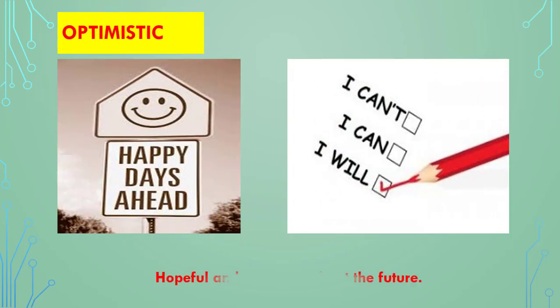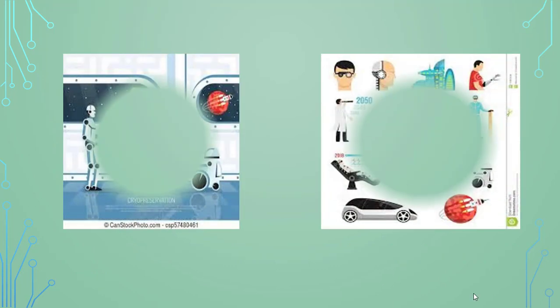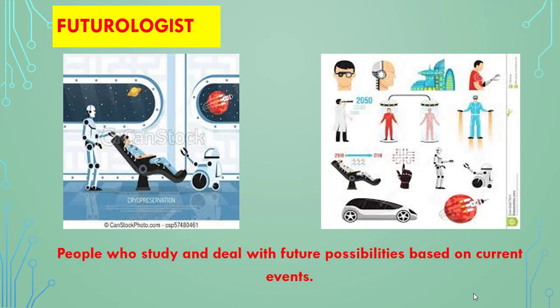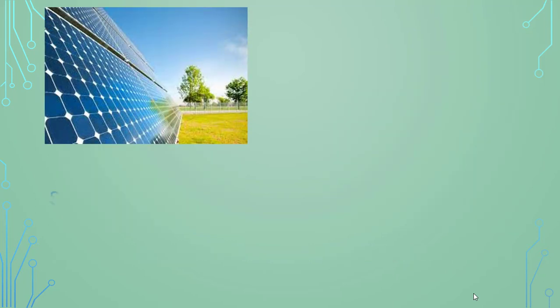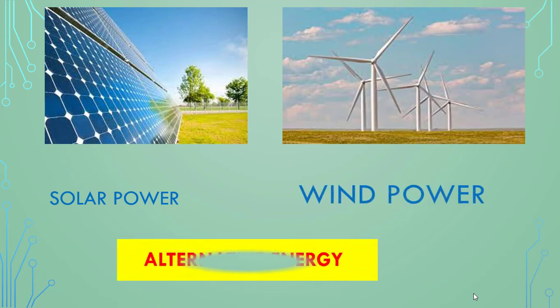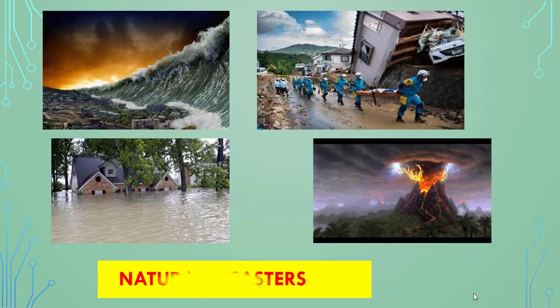We have optimistic, which is to be hopeful and confident about the future. Pessimistic, to see the worst aspect of things or believe that the worst will happen. Next, we have futurologist. They are the people who study and deal with the future possibilities based on current events. We have here solar power, wind power, which are sorts of alternative energy. Finally, we have some types of natural disasters.